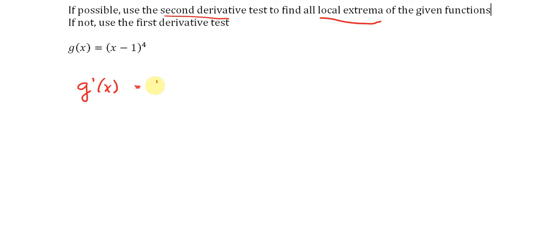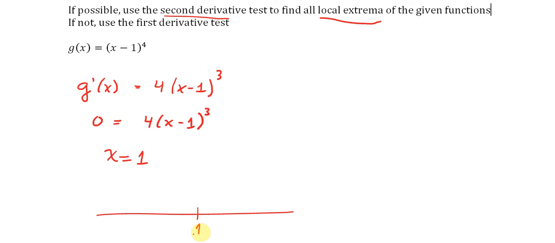G prime is equal to 4 times (x minus 1) to the third power. Then we want to set this equal to 0 and solve for x. Since we do want to determine where g prime is equal to 0, we need to find some critical points first. So solving this isn't too hard. We get that x is equal to exactly 1. So we could probably make a sign chart here of g prime and see what that looks like.